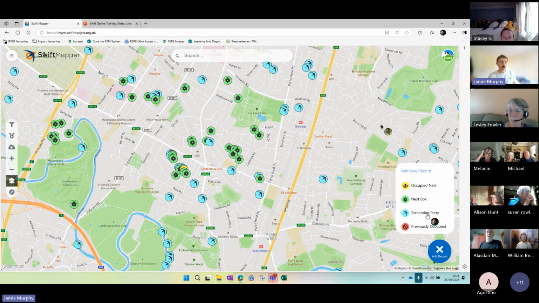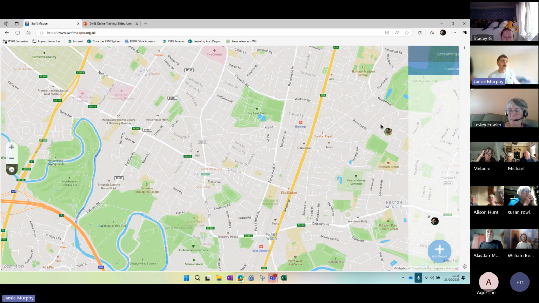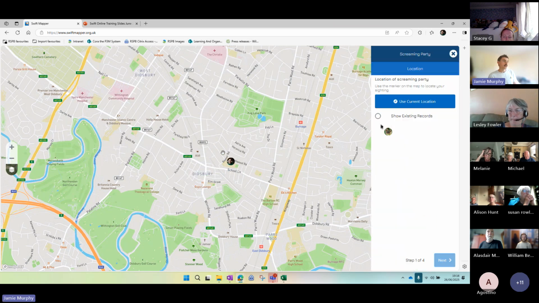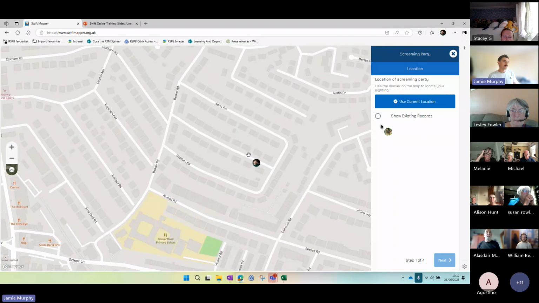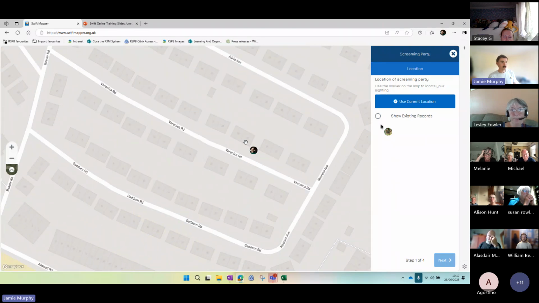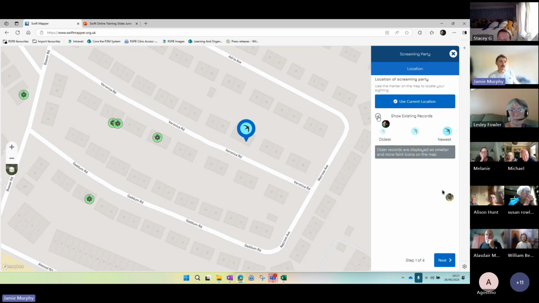So screaming party. If you see low flying Swifts going past houses, you click on this one. And then you can click on where it is. So let's say it was on this one, Veronica Road. You can even zoom in and it tells you the number of the house. So if you're outside it, you can see the number, click on it, and that's the record going in. You can also see existing records, to see what's nearby, and you can toggle that on and off.